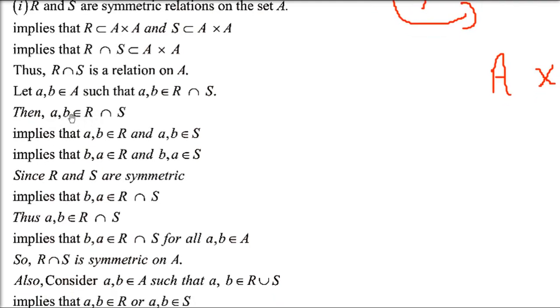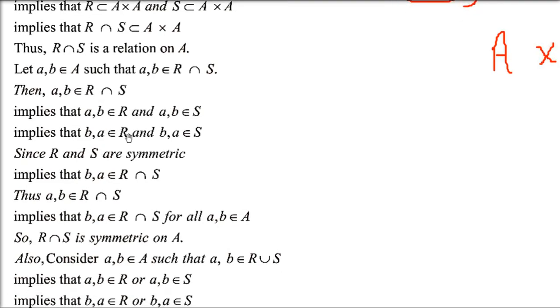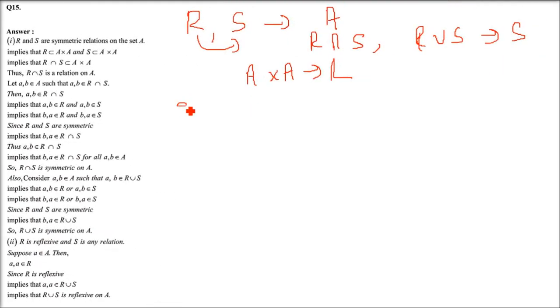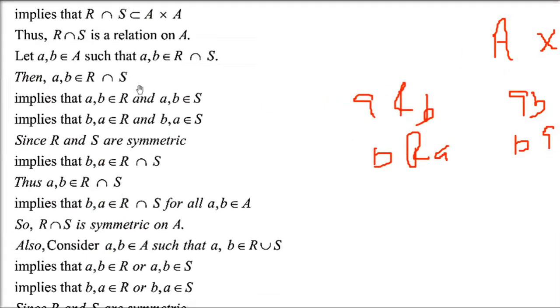Now we assume AB belongs to A. When AB belongs to set A, A comma B belongs to R intersection S. Intersection means AB has to belong to R and simultaneously AB has to belong to S. Now I am changing the position. AB I am making it BA, and AB again I am making it BA. That is, A is related to B and B is related to A because it is symmetric. We have to prove it to be symmetric.